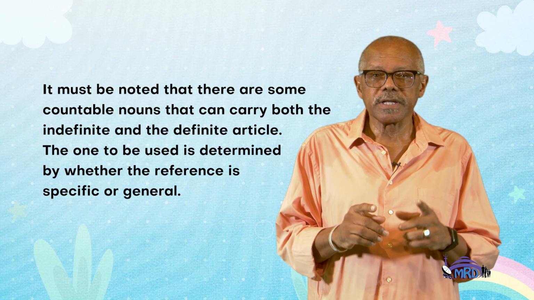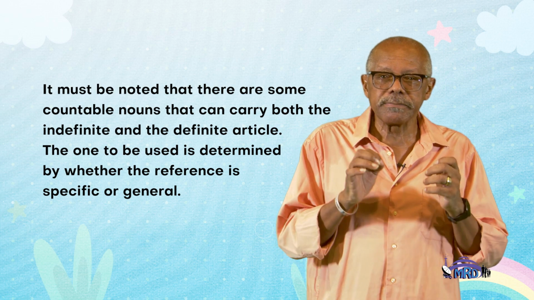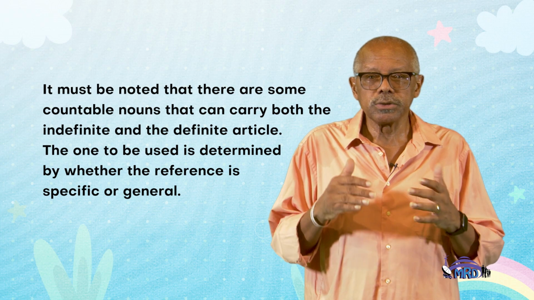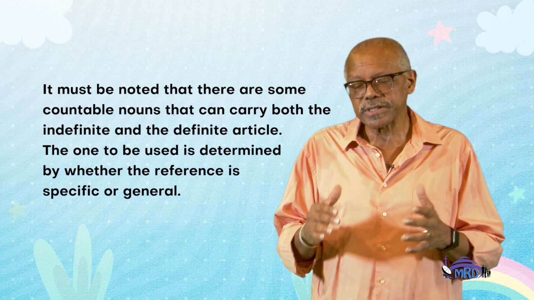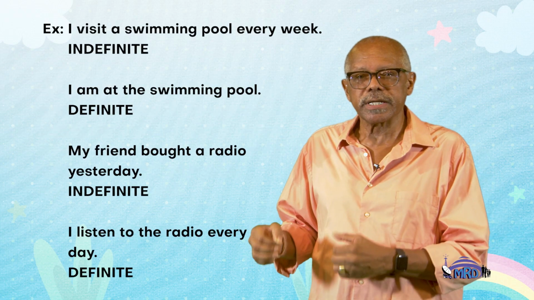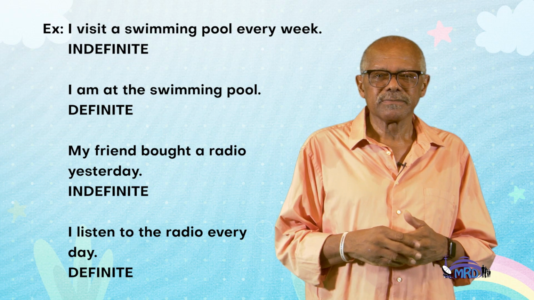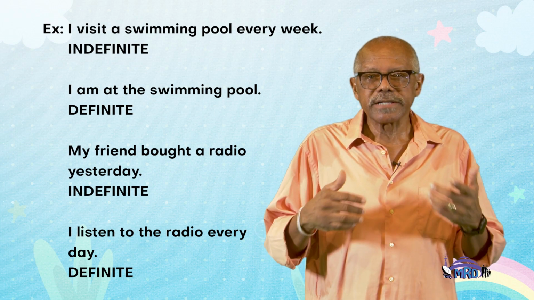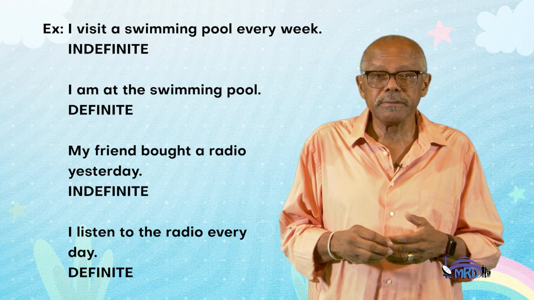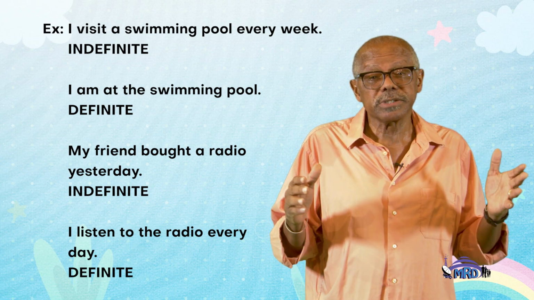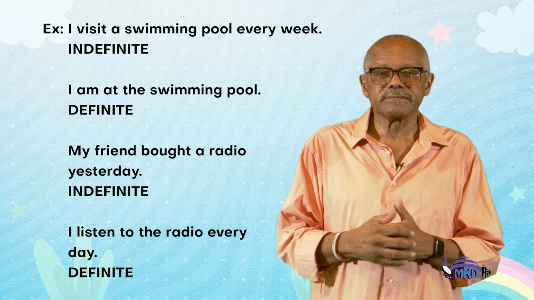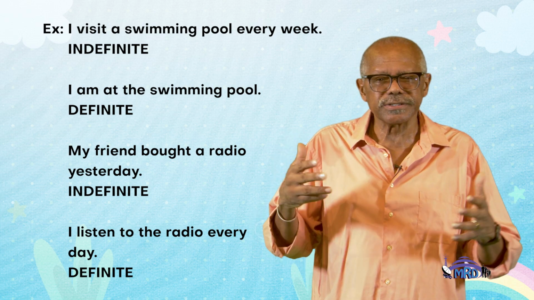It must be noted that there are some countable nouns that can carry both the indefinite and the definite article. The one to be used is determined by whether the reference is specific or general. I visit a swimming pool every week. That's indefinite. I am at the swimming pool. That's definite. My friend bought a radio yesterday, a radio, which is indefinite. I listen to the radio every day. That is definite. These must be learned and clearly understood.